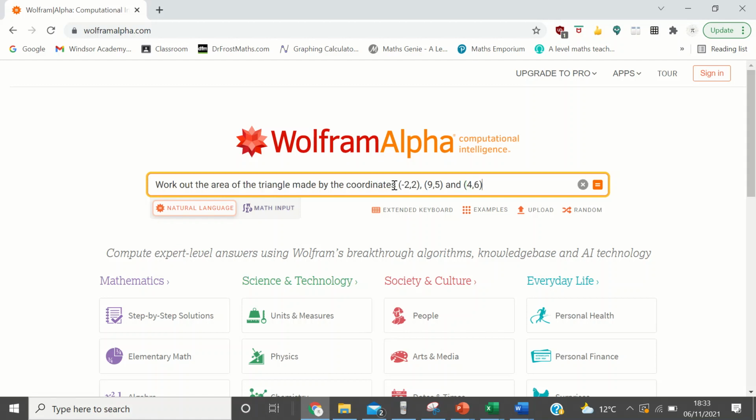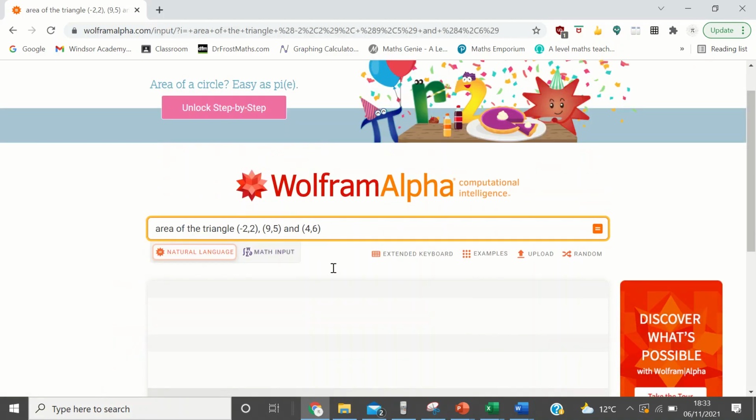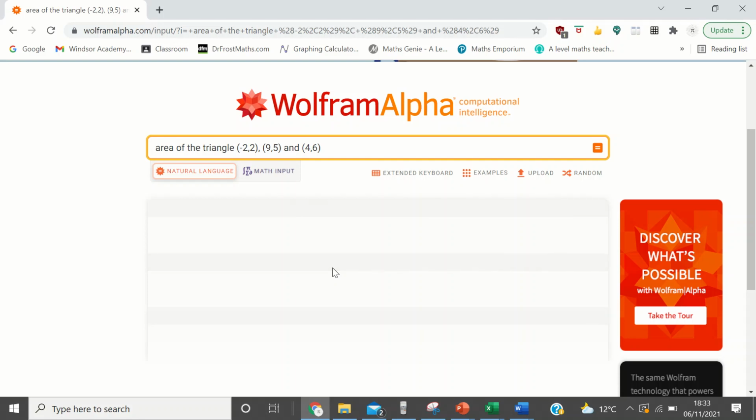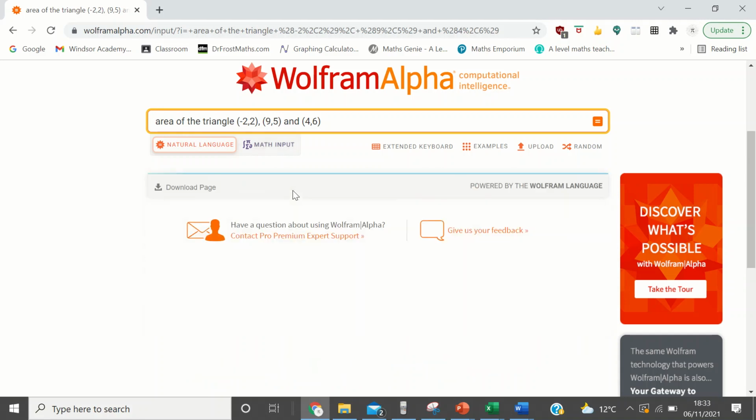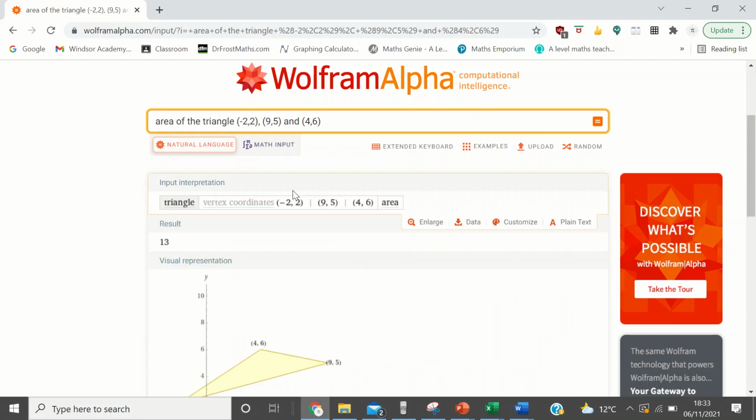Now, Wolfram Alpha gets a bit confused by lots of words, so let's just get rid of "made by coordinates," and let's just get rid of "work out" and just type enter. And I think I've removed enough words so that it won't be too confused by this. This is what my maths degree is for, by the way. Being able to get rid of the correct nonsense words. I think Wolfram Alpha will give me the answer of 13, which is excellent.